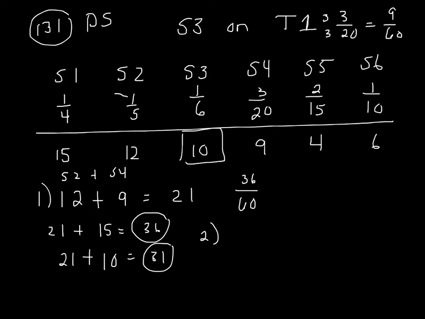Clue 2 says S1 and S6. S1 plus S6. Where are they? They're on truck 2. S1 is 15 plus S6, which is a 6. That gives me a 21. And if I take 21 and I add S3 to it, that's a 10. That gives me a 31/60. And that can't happen, because that would mean truck 2 had more than half of the weight, and it's given that truck 1 does.